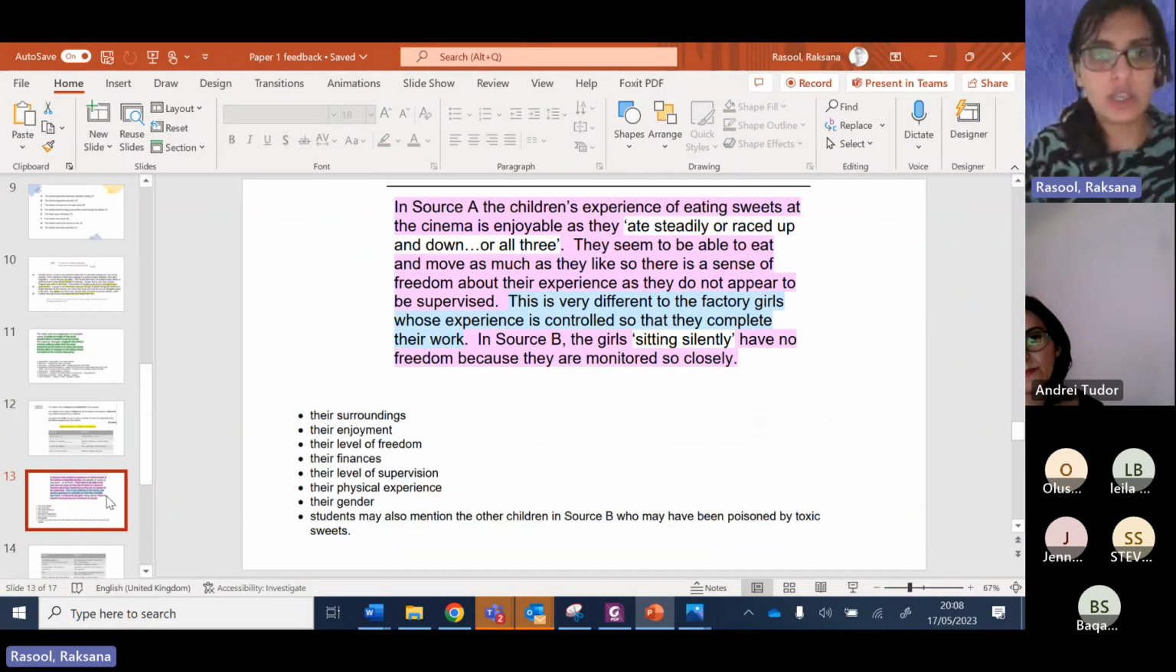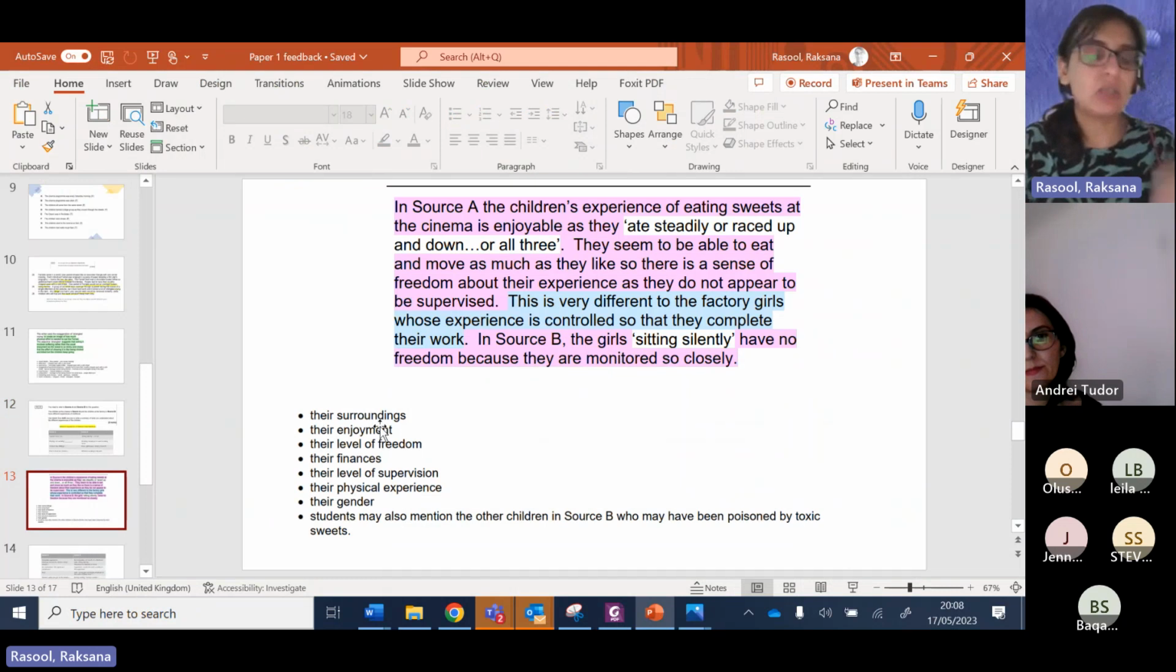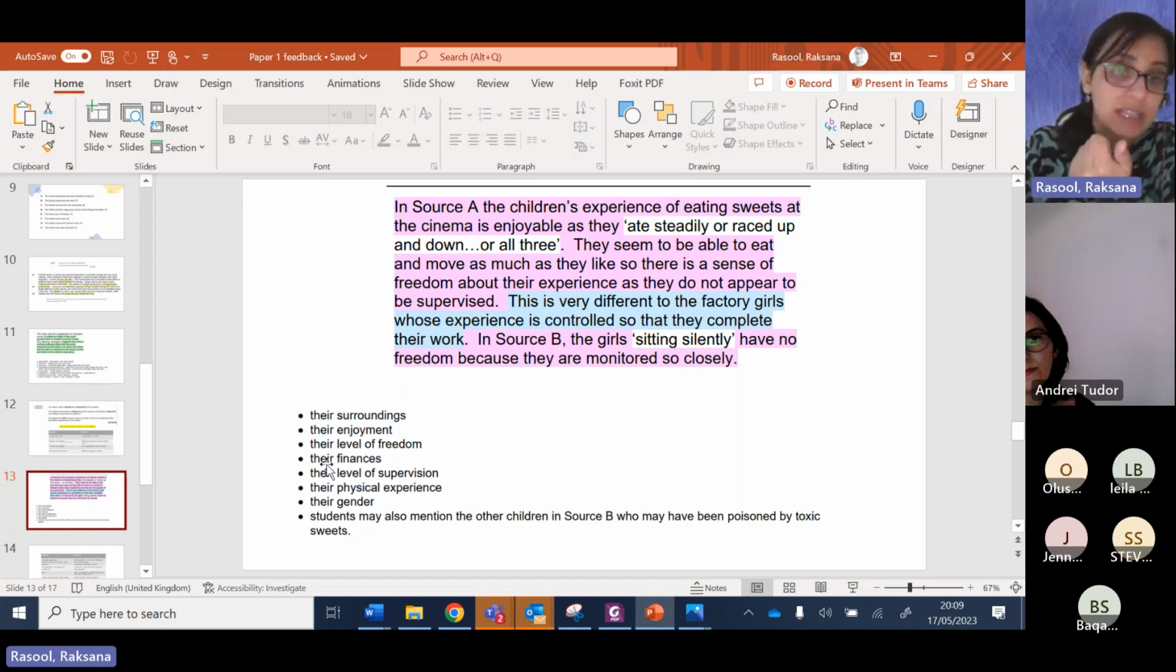So some of the things that you could say then is the differences in their surroundings. One's at the cinema, one's in a factory. Their enjoyment: the girls are clearly not enjoying working, the children are. Level of freedom: boys can run around, the girls are under strict scrutiny. Their finances, which we said, the boys, even the poorest ones, have few shillings. The girls have pitiful pay. Their level of supervision, which also links to their freedom. Their physical experience: boys in the cinema can run around, the girls are sitting hunched over. Their gender, we've got a mention of six small boys here. We've got a mention of girls in the other one.